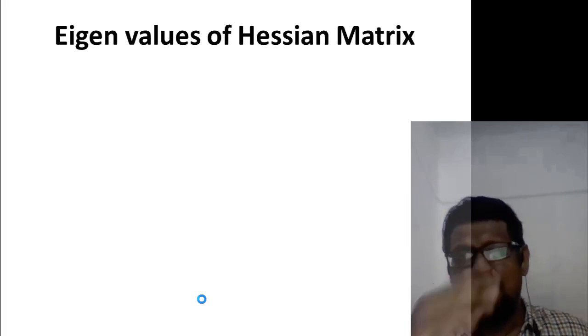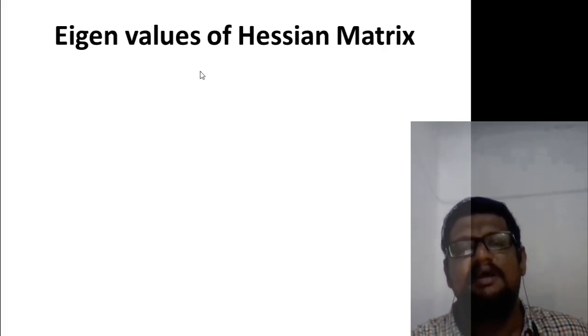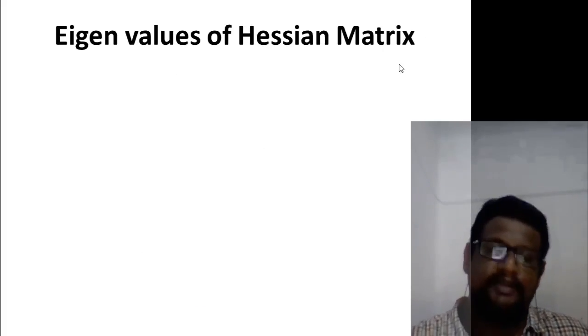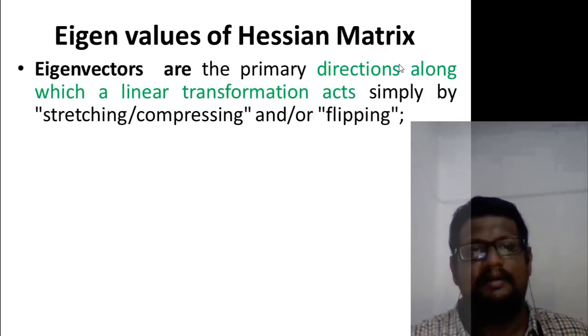And also we need to know about the eigenvalues and Hessian matrix and all. Eigenvalues we will see separately, Hessian matrix we will see separately, and how we will combine both, that also we will see. And then we can directly go to the L2 penalty.